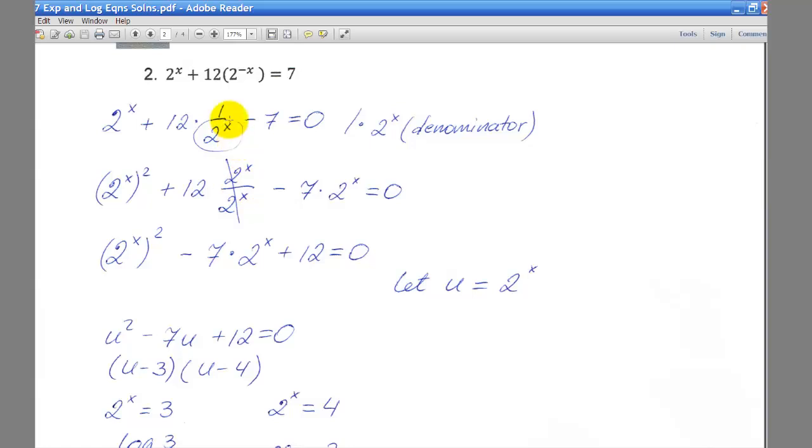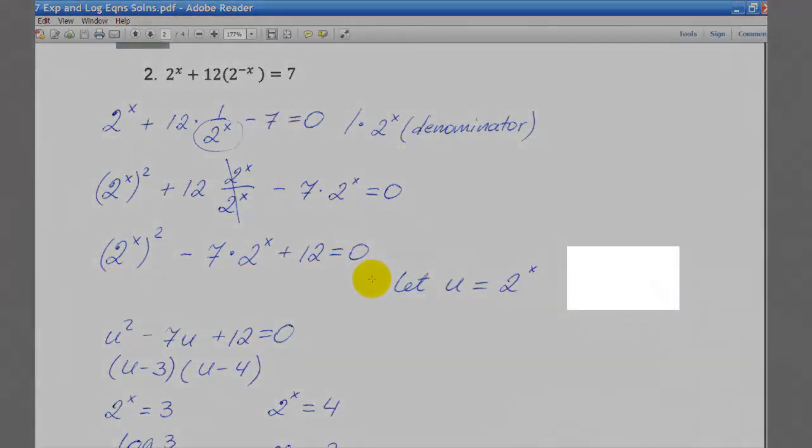If I multiply 1 over 2 to the power of x by 2 to the power of x, they cancel out and I'll be left with 12. And here I have subtract 7 times 2 to the power of x equals 0. And this is what I'm ending up with: 2 to the power of x squared minus 7 times 2 to the power of x plus 12 equals 0.